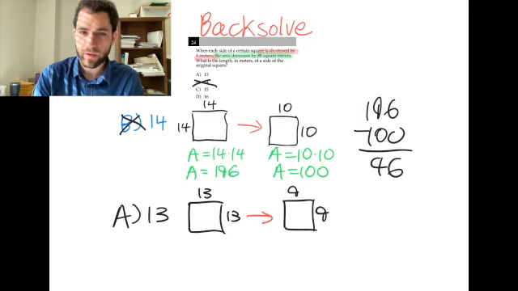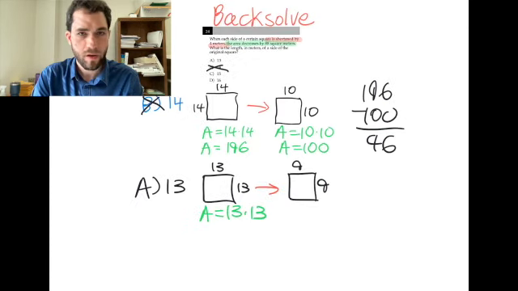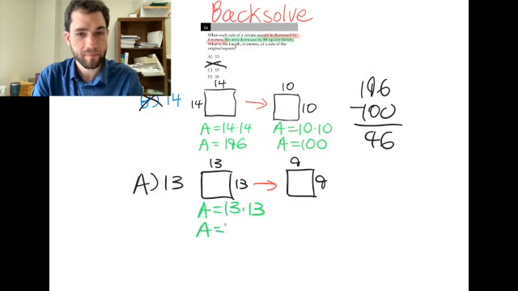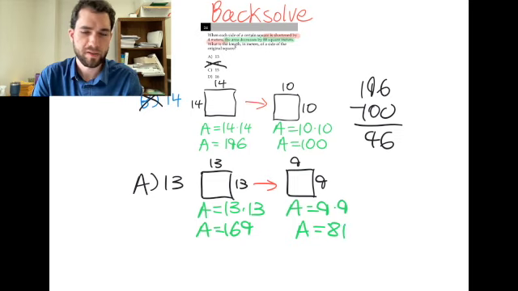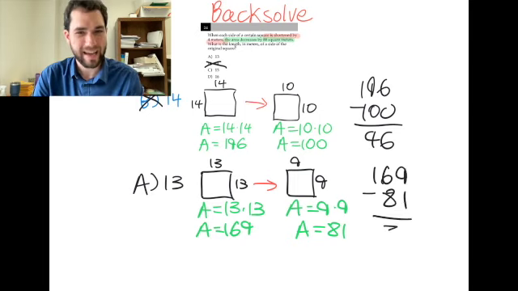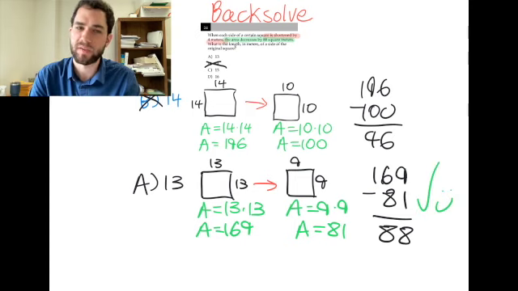One last step following the same process, the area of our big square is 13 times 13, or 169. And the area of our small square is 9 by 9, an area of 81. To check if this is right, we can see what the decrease is. We go from 169 to 81. That's a decrease of 88. And look at that. That's absolutely correct. Check it off, add a smiley face, and proudly circle choice A.